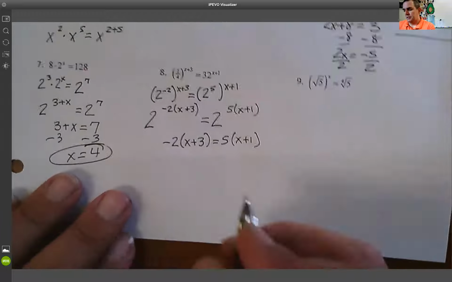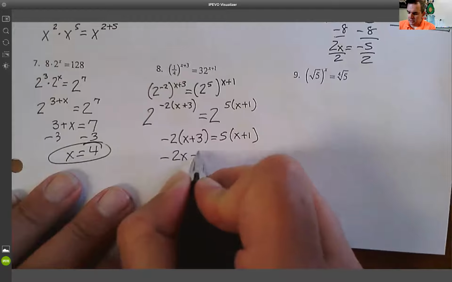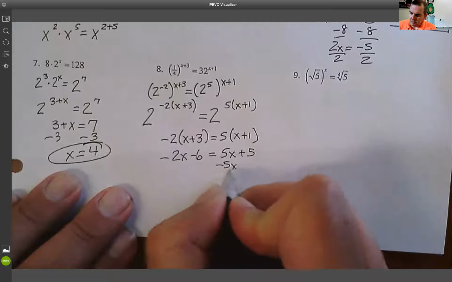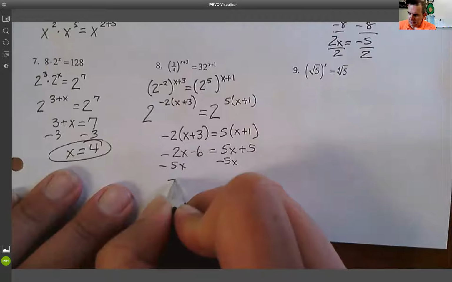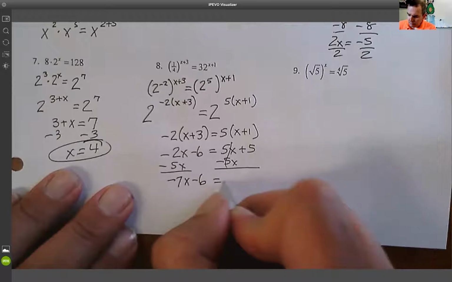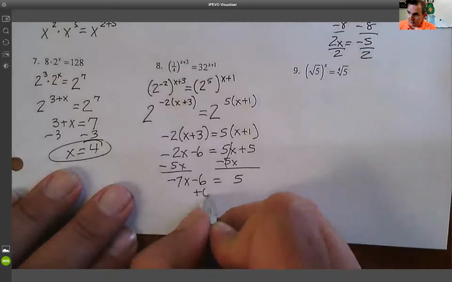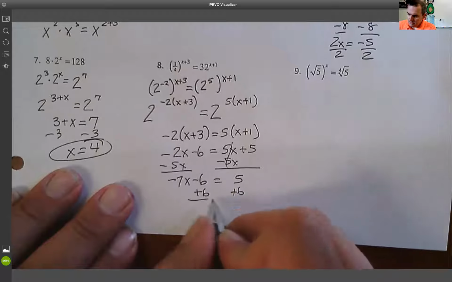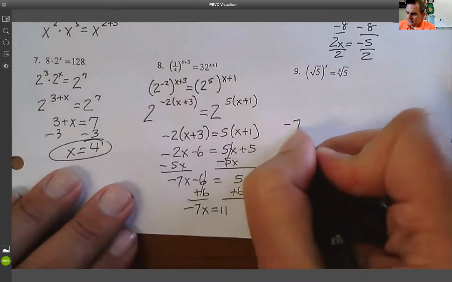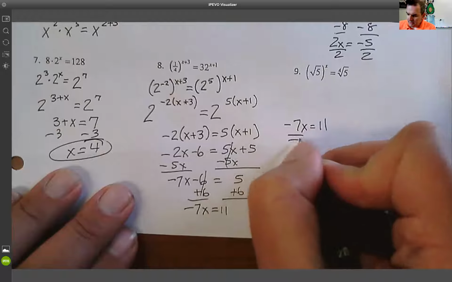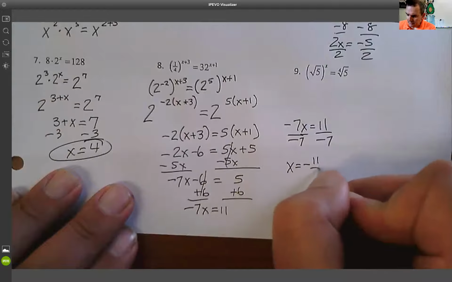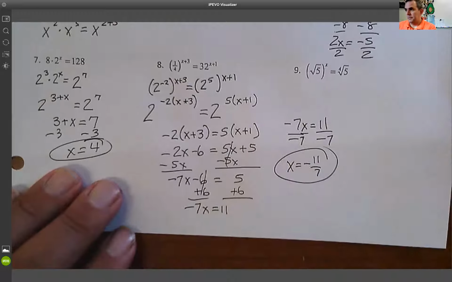And now this is the multi-step equation. Negative 2x minus 6 equals 5x plus 5. I'm going to subtract 5x from both sides. That gives me negative 7x minus 6 equals 5. I'm going to add 6 to both sides. Negative 7x equals 11. Divide by negative 7. x is going to equal negative 11/7. That's how I solve it.